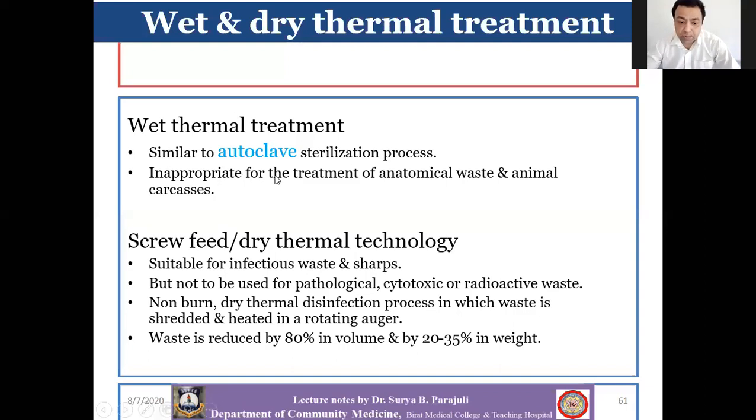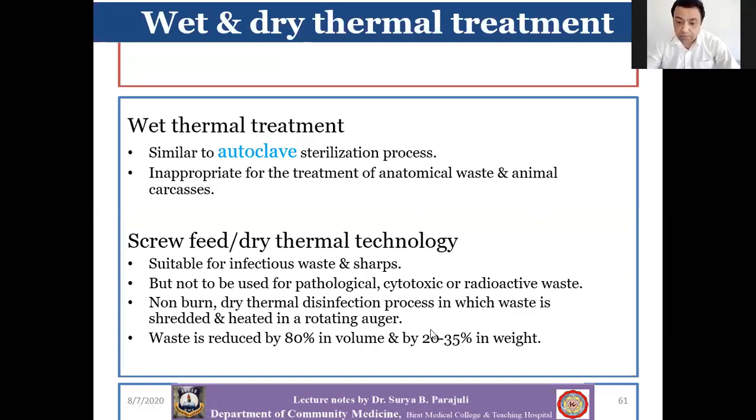And it is inappropriate for the treatment of anatomical waste and animal carcasses. Okay, for anatomical waste, we can't use this wet thermal treatment. You don't need to know all the details of wet and dry thermal treatment. Another one is dry thermal technology, which is suitable for infectious waste and sharps, and it is not for pathological, cytotoxic, or radioactive waste.